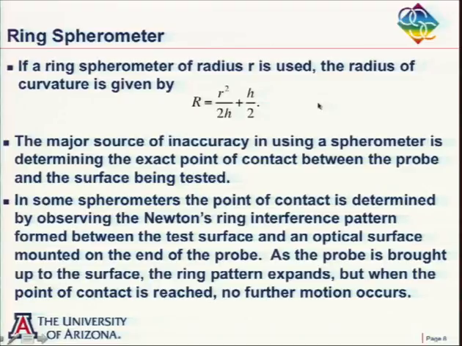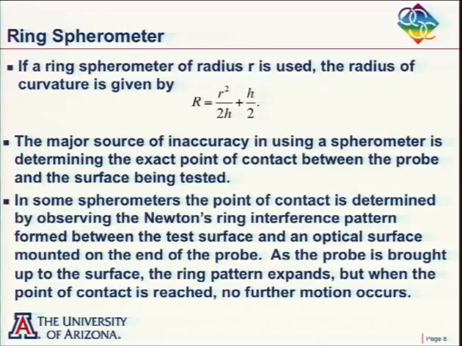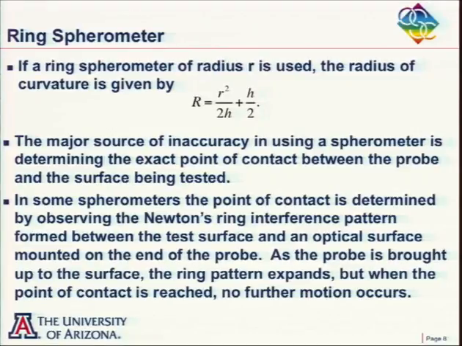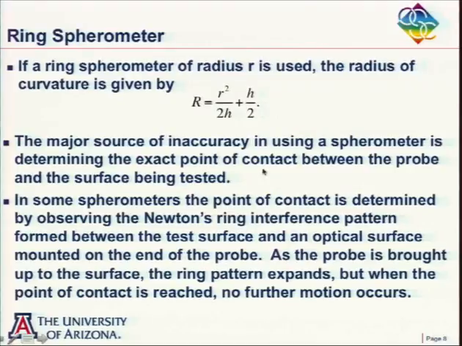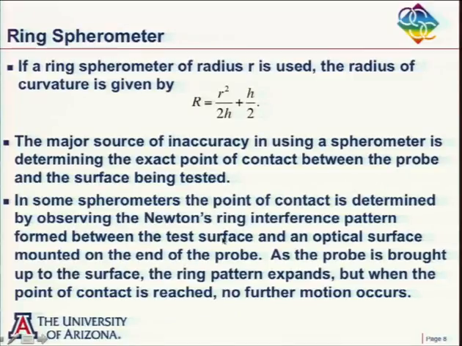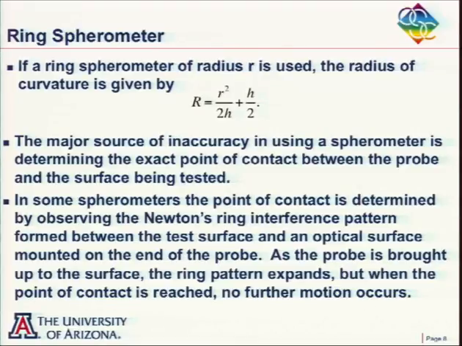A few comments about the spherometer. What's the major source of error in doing a measurement? And it's really determining the exact point when you're turning a micrometer or whatever, and you're moving this ball up and down, and when do you really just touch the surface? And that's probably the major source of inaccuracy here. And I've read many places that in some spherometers you look at a Newton's rings pattern when you're coming down to touch it.